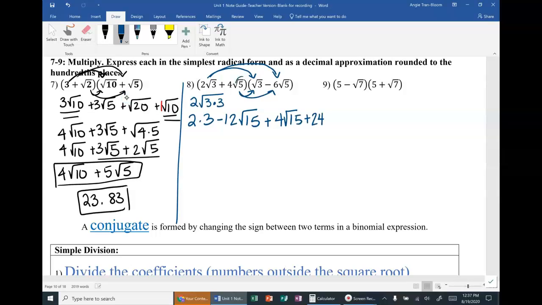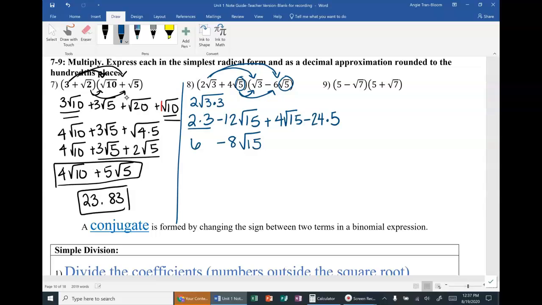And again, as you can see, this rad 5 and the rad 5, we can just simplify it. It's going to be a minus, I lie. So minus 24 times 5. Then from here, we can go 2 times 3 is 6. These two in the middle, we can combine them. So that's going to give us a negative 8 square root of 15.